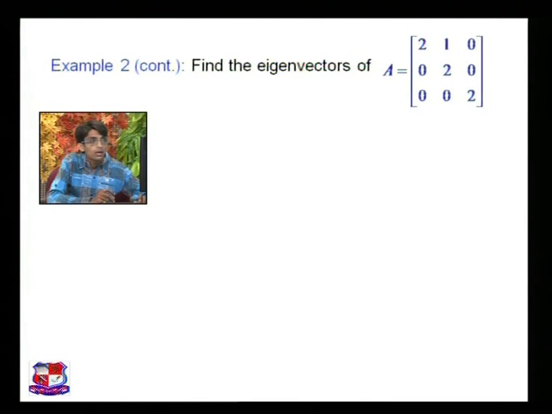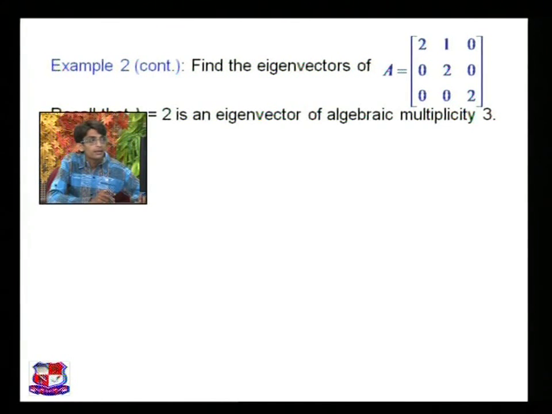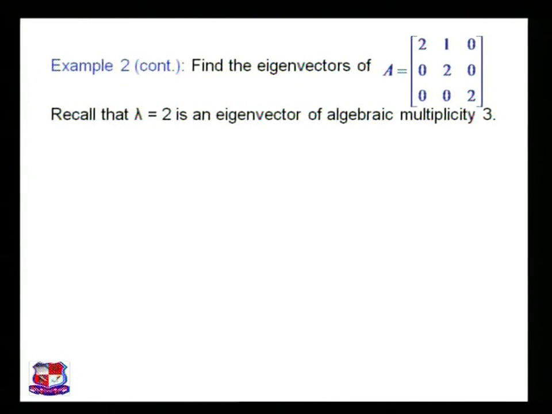Let us look at one more example, which is of finding eigenvectors for the matrix A equal to 2 1 0, 0 2 0, and 0 0 2. Here we all know that we have solved this example, which was example number 2, where lambda is equal to 2 is the eigenvalue for this matrix with algebraic multiplicity 3.